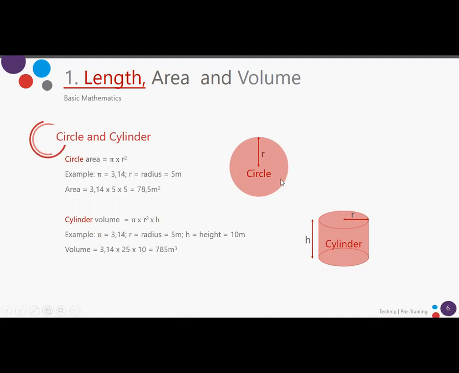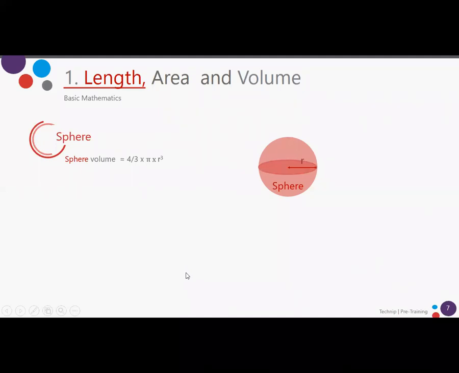Okay, in the next slide, I will give you one more formula, the one of the sphere. So the formula of the volume of a sphere is 4/3 multiplied by pi multiplied by radius cubed, or to the power of 3. And again, we assume that the radius is 5 meters, and then we apply this formula, and we would get a volume of 523.33 cubic meters.